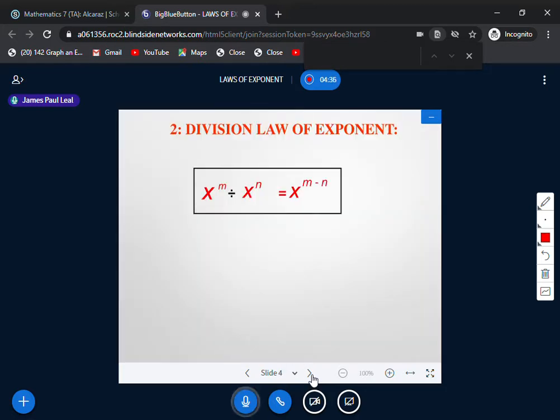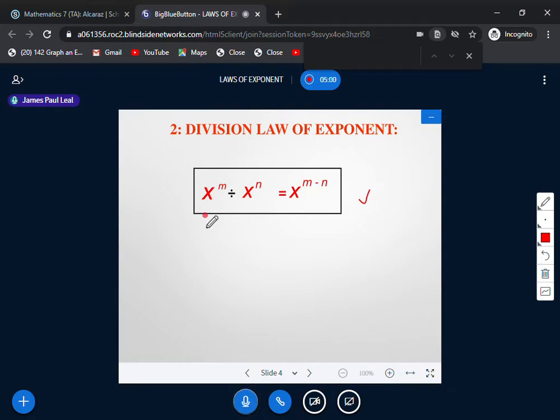For the second law that we have, that is all about the division law of exponent. So what will be the concept of this? If you are dividing such variables, the exponent of the two variables, all you have to do is subtract. You have to get the difference of the two exponents. For instance, this will be the representation.